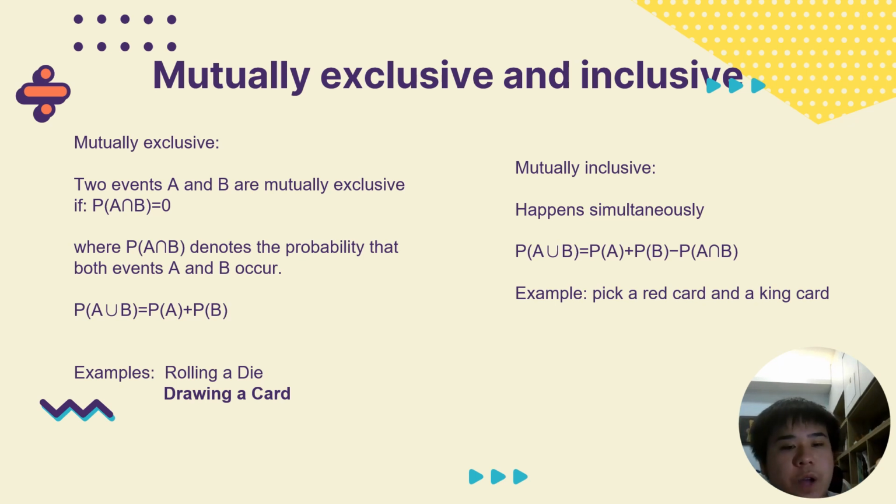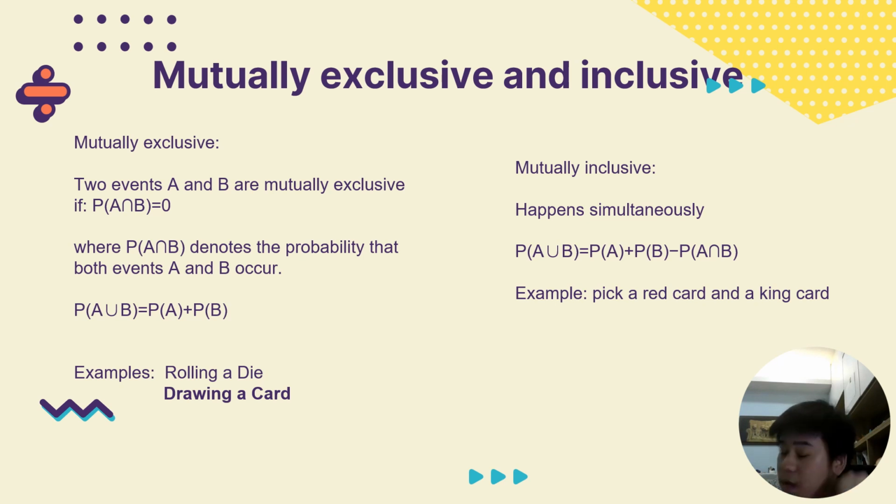So let's move on to mutually exclusive and mutually inclusive events. If we just look at the words, mutually exclusive basically means that two events cannot happen at the same time. Are we clear? Good.